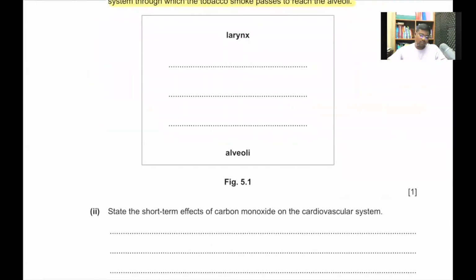So of course, generally when air is breathed in, it goes from larynx to trachea to bronchus to bronchiole. So the tobacco smoke will also go from larynx to trachea and then from bronchus to bronchiole. So first is going to be trachea, and then it's going to be bronchus, and then it's going to be bronchiole.